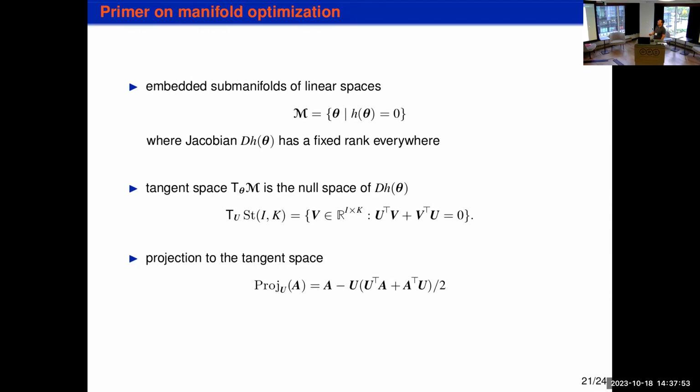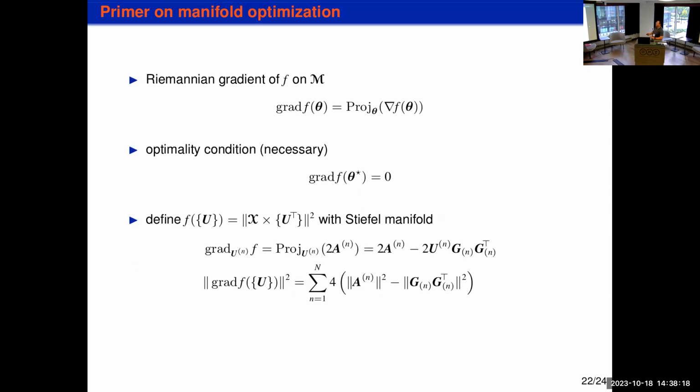So I'm using the simple case, right? Consider the so-called embedded submanifold of linear spaces, that's essentially a bunch of equality constraints, and this makes a manifold as long as the rank of the Jacobian here is always fixed. Then we can have the tangent space and the projection to the tangent space. That gives the definition of the Riemannian gradient, which is just projecting the regular gradient down to the tangent space, okay? And the optimality condition.